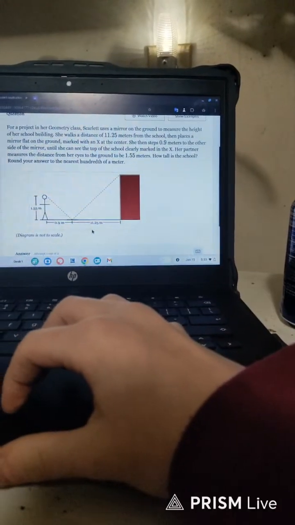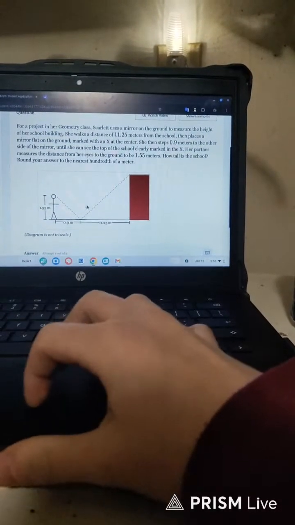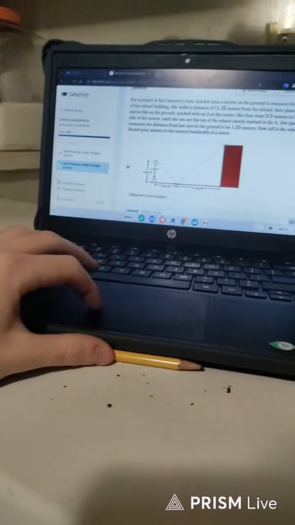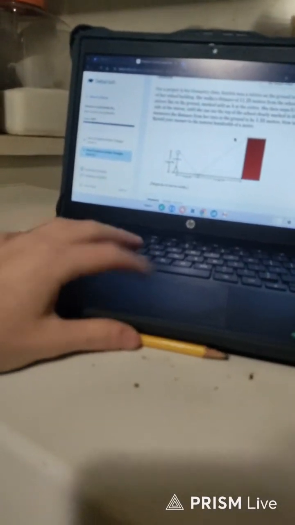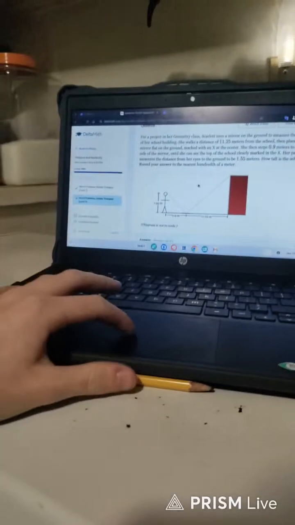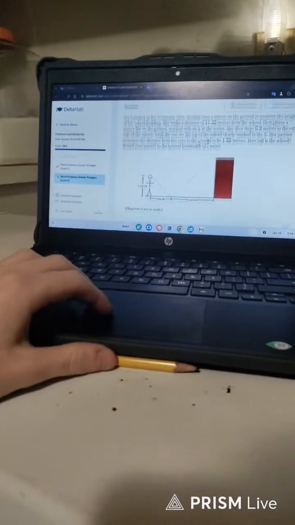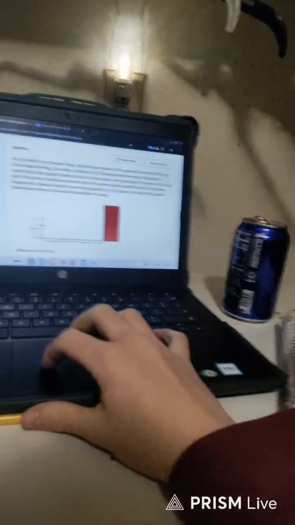So, the triangle is right. Oh, we have two triangles. Okay. Hold on. Let's just treat this as one. So, it's just going to go like that, I guess. Or, what's going to be? I actually don't know. This one stumped me. So you know what? Let me do a bit of this.